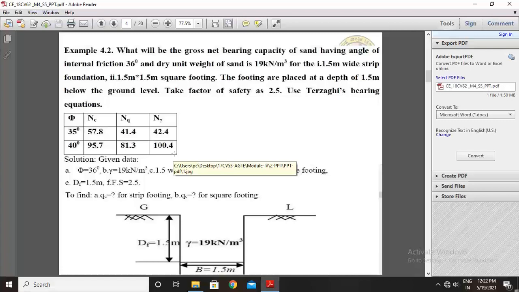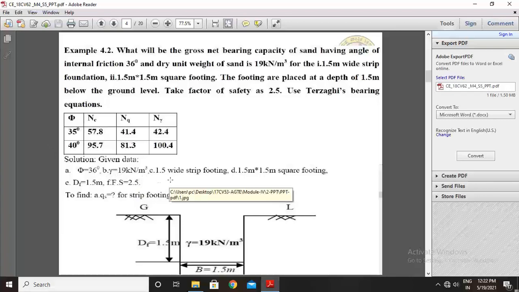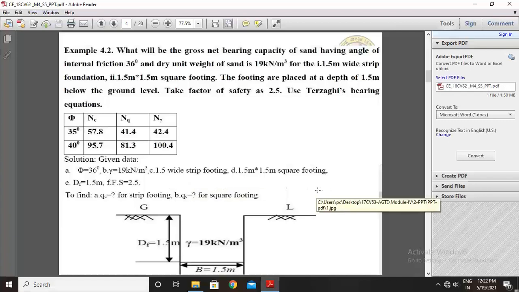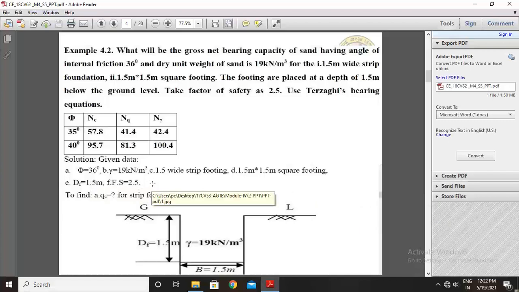So in this problem, how to solve, let us see. Follow the same steps. First, write the given data. Here phi is 36 degree, gamma is 19 kilonewton per cubic meter, and 1.5 meter wide strip footing is given. Next, 1.5 by 1.5 meter square footing is given, and the depth of foundation is 1.5 meter. Factor of safety is 2.5. Then to find: QS equal to how much, that is safe bearing capacity for strip footing, and second, QS equal to how much for square footing. That means you solve the safe bearing capacity for strip footing as well as for square footing.